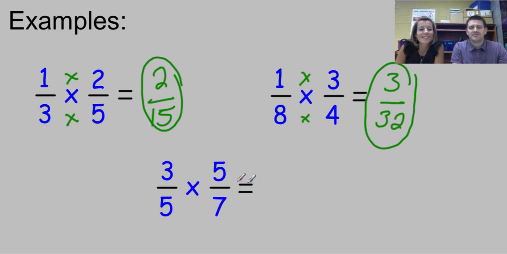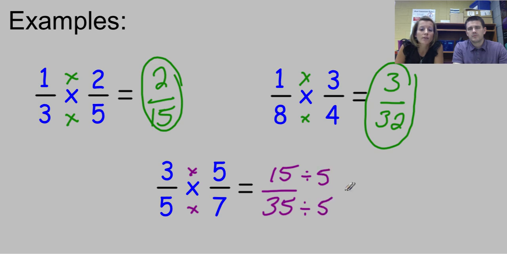Right. In the next example, we have top times top, which is 3 times 5. We have a total of 15 for the numerator, and 5 times 7, which is 35 for our denominators. In this case, we do have something in common. 15 and 35 both end in 5, which means they have a common factor of 5. So we're going to divide that 15/35 by 5 and reduce it to its lowest terms, which is 3/7. Our final answer is 3/7.